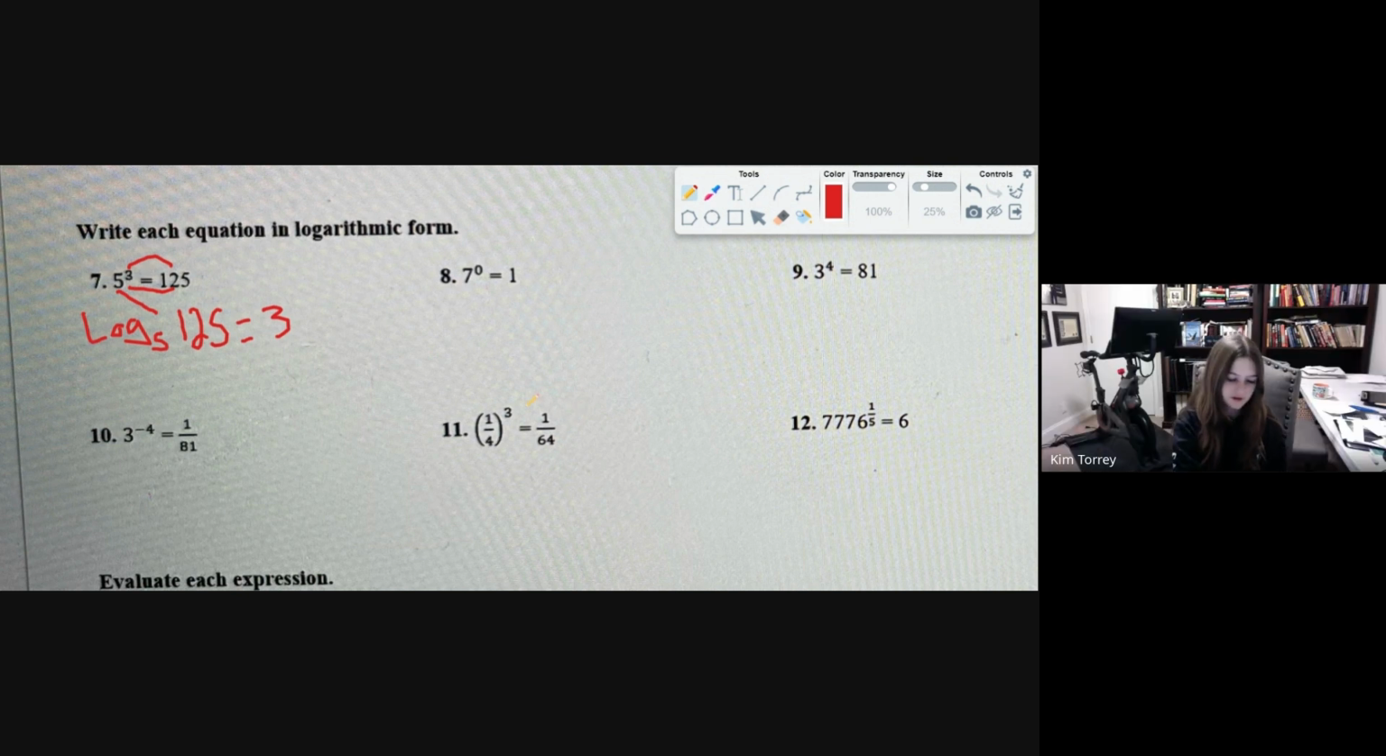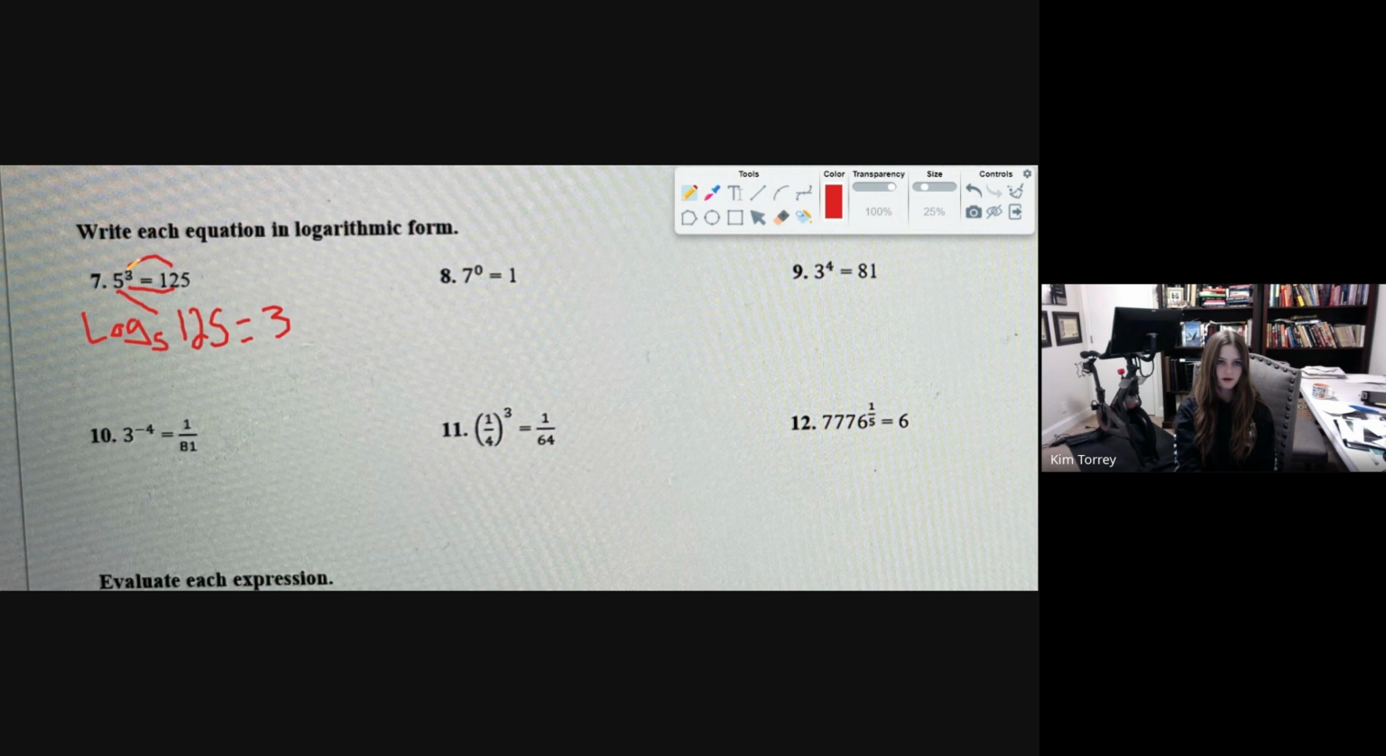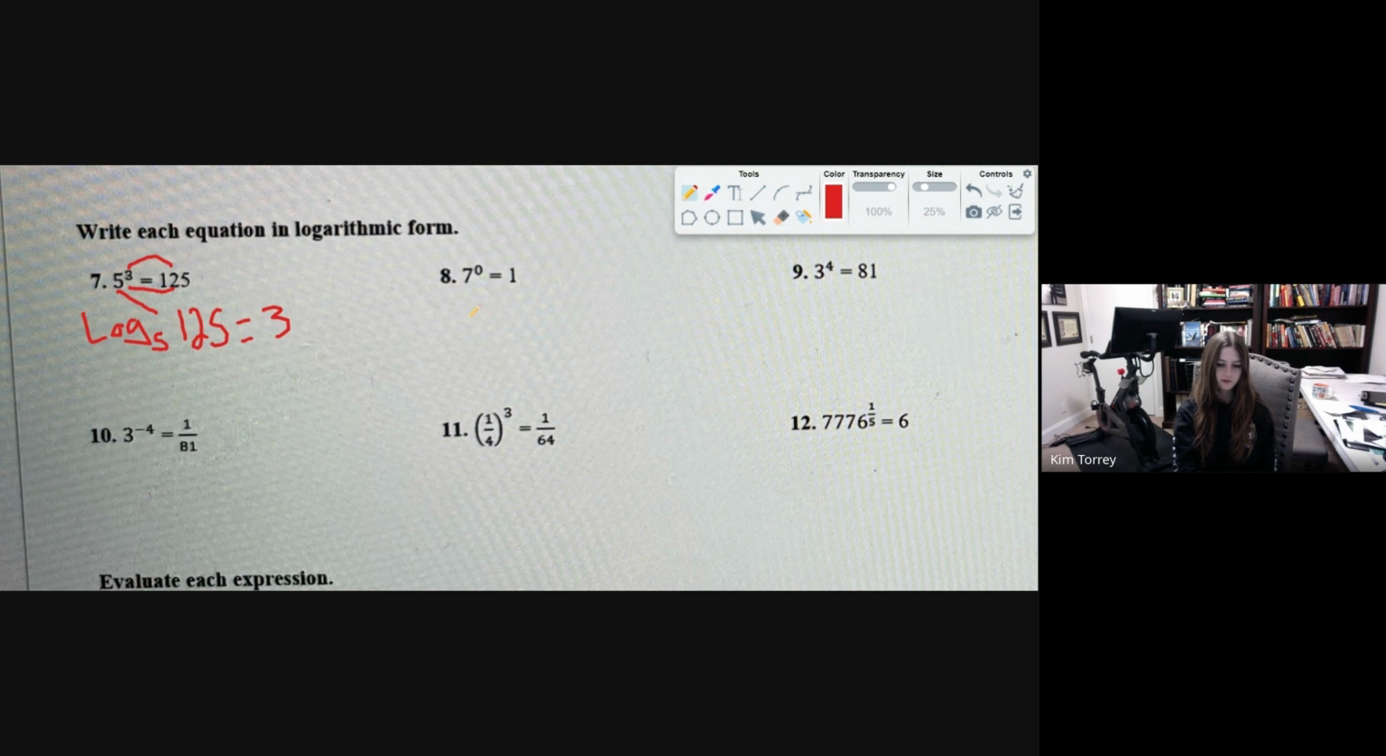Okay, so log base 5 of 125 equals 3. Yeah, because the 5 becomes the base of the logarithm, and the 3, the exponent, becomes the answer, and then 125 becomes what the logarithm is about. So for 8, it'd be log base 7, and then 1 equals 0. Yes, ma'am.